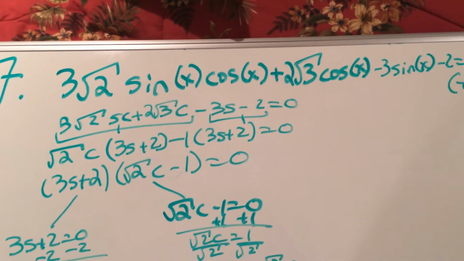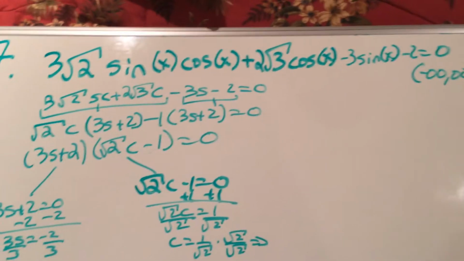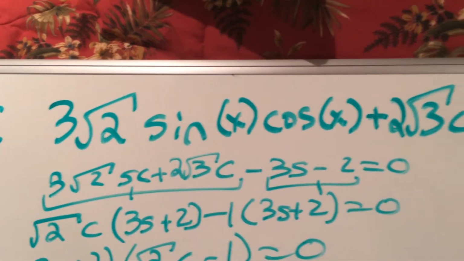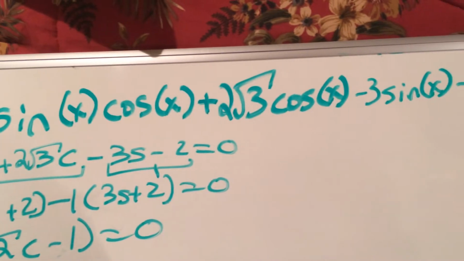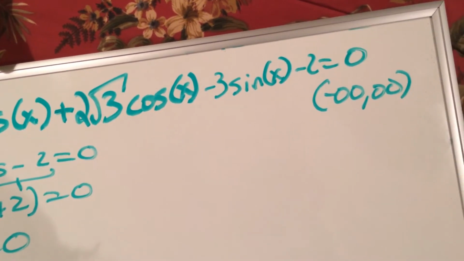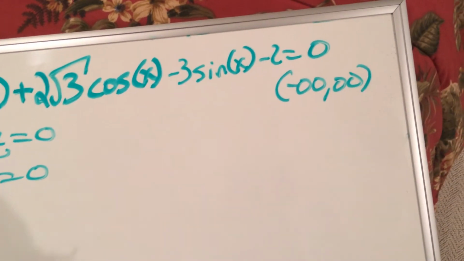Alright guys, so today's problem is number 7 on level 2, which says 3 times root 2 sine of x cosine of x plus 2 root 3 cosine of x minus 3 sine x minus 2 equals 0, and we're looking at that from negative infinity to infinity.